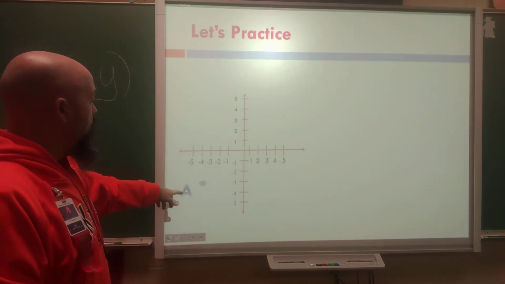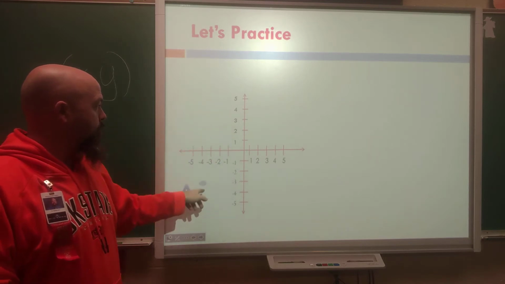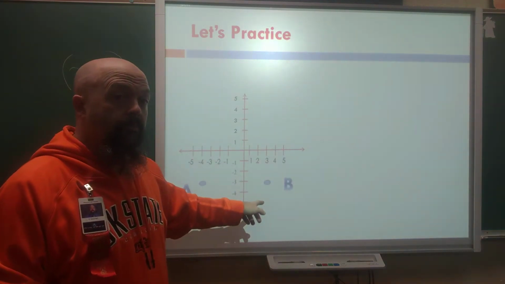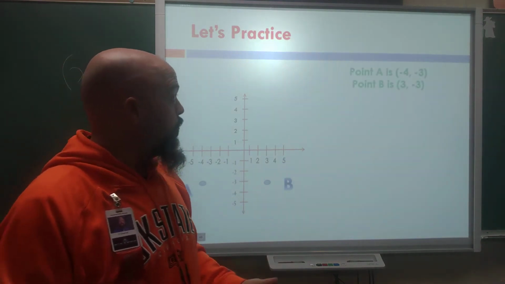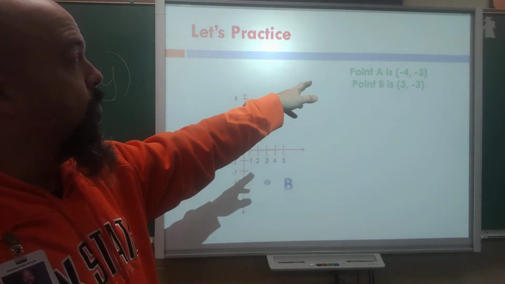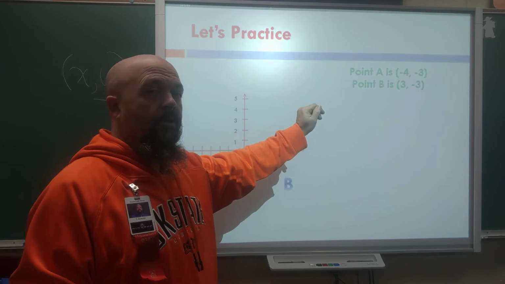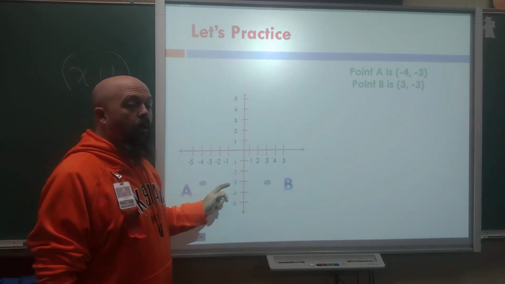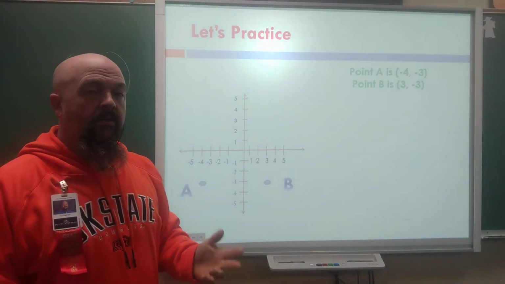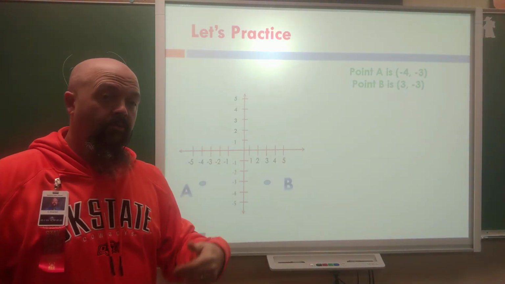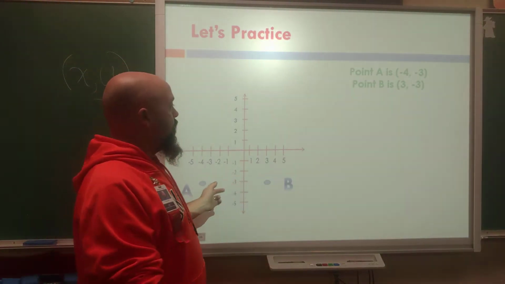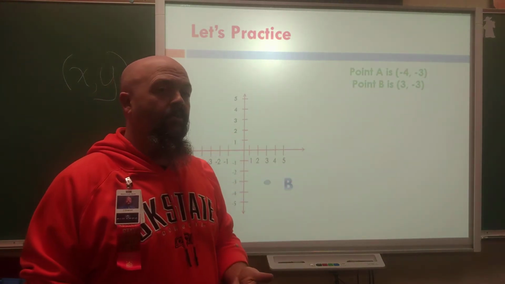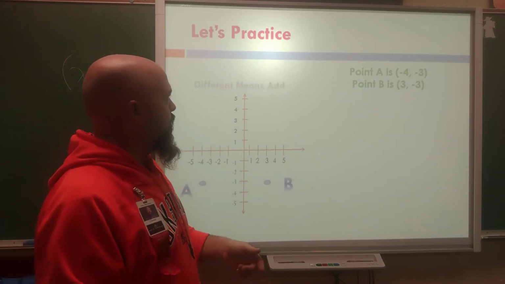So we have a point A that's in quadrant 3. We have a point B that's in quadrant 4. If we're going to find the distance between those 2 points, -4, -3, and +3, -3, what are we going to do? Remember what it said. Different quadrants, we add. Different add, same subtract. Okay, so if they're in different quadrants as they show us, we have to add the absolute values of the unique numbers.